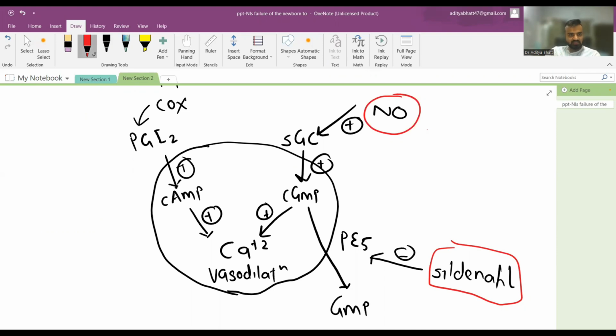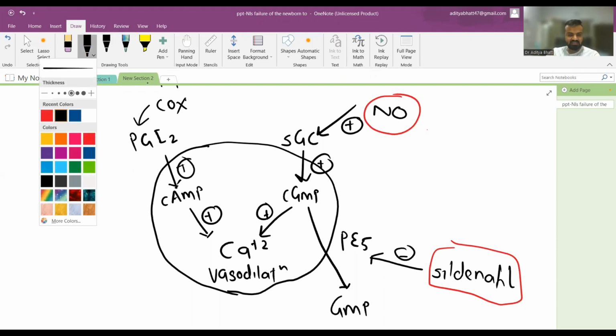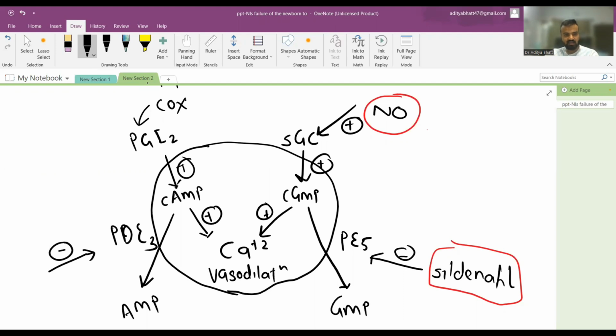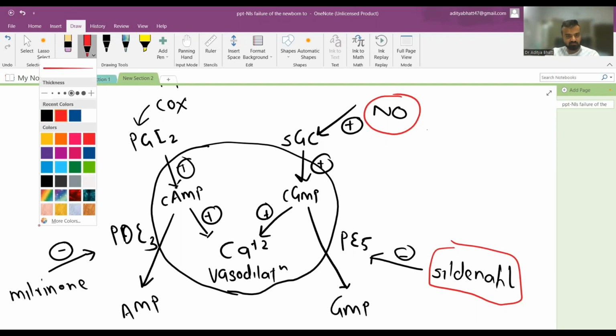Now there is another enzyme which will convert cyclic AMP to AMP, and that enzyme is PDE3. This PDE3 is inhibited by another drug known as milrinone. Milrinone is very important. It is an inodilator, a PDE3 inhibitor, and it will inhibit the breakdown.